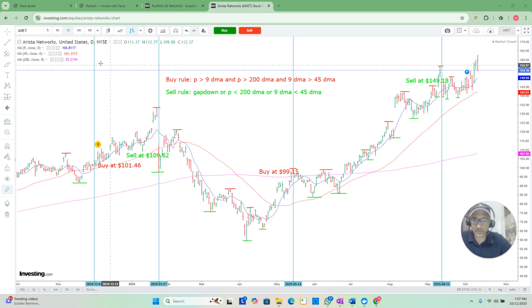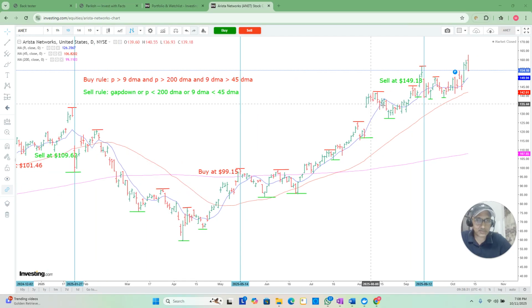In order to do that, you need three indicators, what are called moving averages. So this first one here is in blue, which is represented by this blue line, which is the 9-day moving average. Essentially it means the average of the closing prices of the last 9 days. This orange one is the 45-day moving average, and the pink is the 200-day moving average.